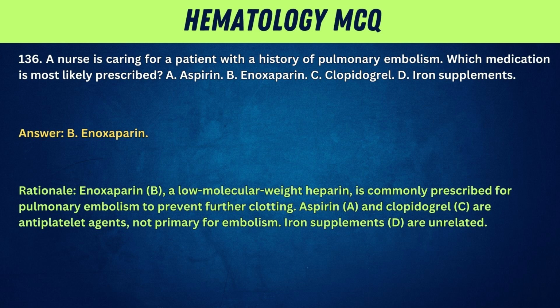136. A nurse is caring for a patient with a history of pulmonary embolism. Which medication is most likely prescribed? A. Aspirin. B. Enoxaparin. C. Clopidogrel. D. Iron supplements. Answer: B. Enoxaparin. Rationale: enoxaparin, B, a low molecular weight heparin, is commonly prescribed for pulmonary embolism to prevent further clotting. Aspirin, A, and clopidogrel, C, are antiplatelet agents, not primary for embolism. Iron supplements, D, are unrelated.